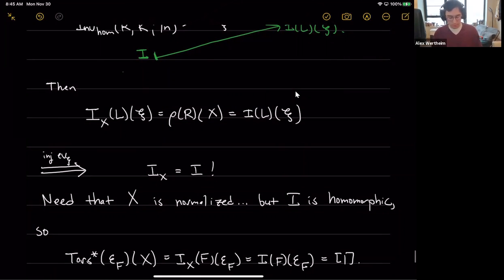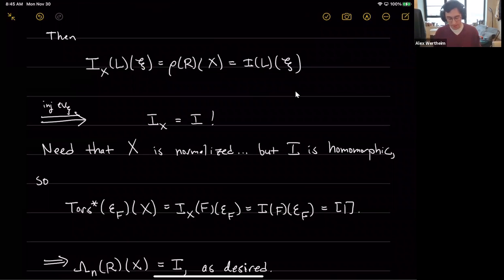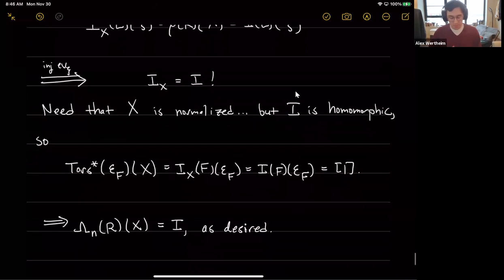And so just looking at this formula, if we look at the pullback of X along the identity point of Rf, then this is just the same thing by definition as the value of the invariant Ix at epsilon f. But because Ix is equal to I, this is the same thing as the value of the invariant I at epsilon f. And because I is homomorphic, this must be the trivial class. So we obtain that X is normalized. And so in fact, lambda n of R of X is equal to I, which establishes surjectivity and completes the proof that lambda n of R is an isomorphism.